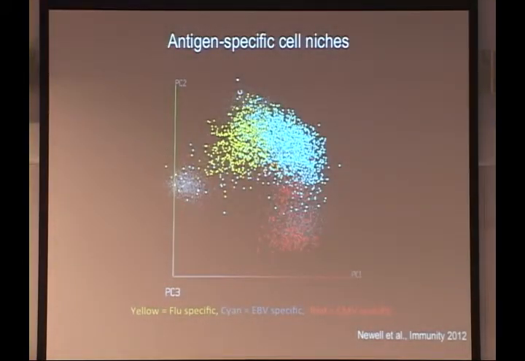You can also look at the antigen-specific cells overlaid on top of this. Again here, the naive cells are here, and then this spectrum of memory cells. What I did here is I plotted the different antigen-specific cells. Yellow are flu-specific cells. These cyan cells are EBV-specific. And then the red are CMV-specific.